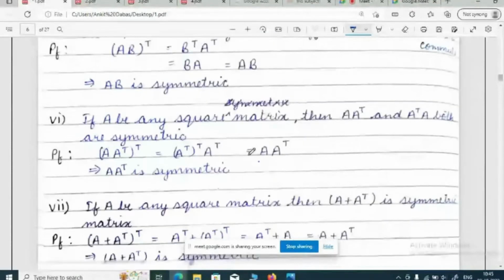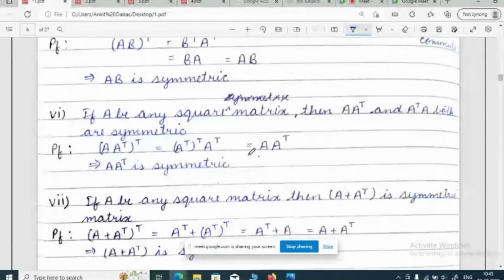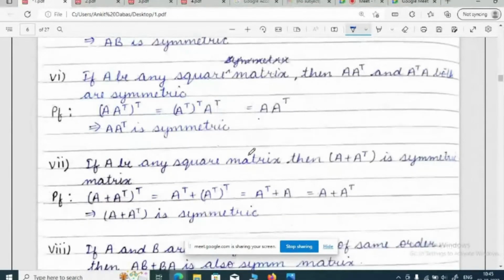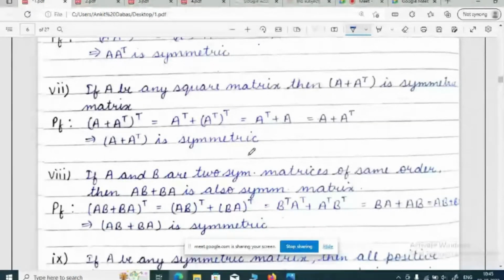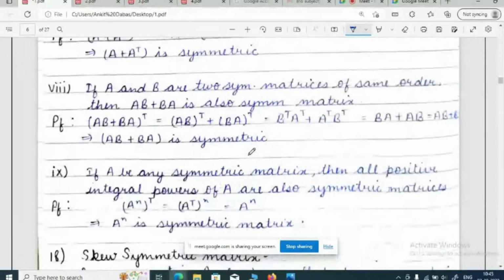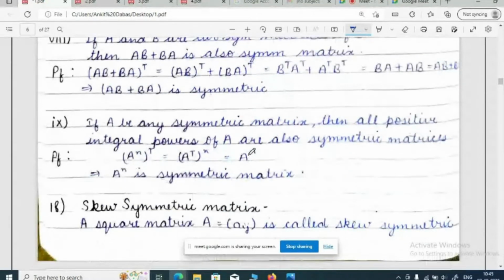Next, we have that if A is any square matrix, then A transpose A and A A transpose, they both are symmetric. If A is a square matrix, then A plus A transpose is also a symmetric matrix. If A and B are two symmetric matrices of the same order, then AB plus BA is also a symmetric matrix. And any power of a symmetric matrix is always a symmetric matrix.